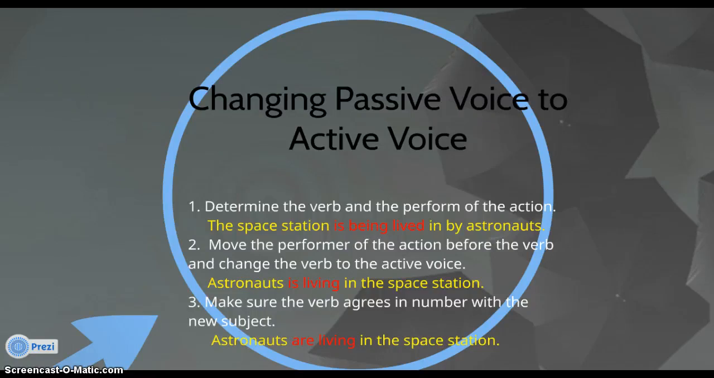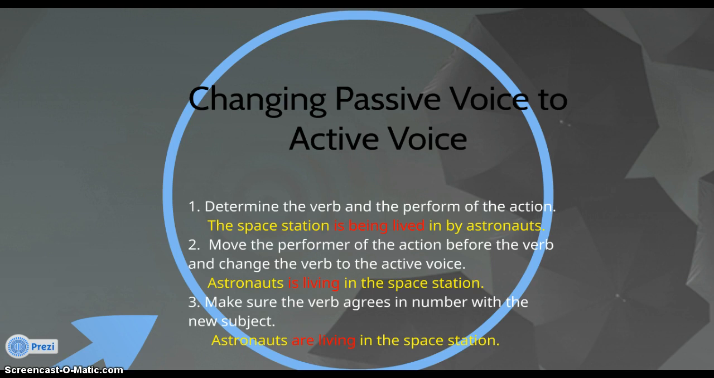So now what we want to do is move the performer of the action in front of the verb so that we can change the verb to the active voice. So we would take astronauts, put it in front of the verb, change the verb to a more active verb, and we have a new sentence. Astronauts is living in the space station. Well, is living isn't the right thing to put after astronauts, so now we have to make sure it's in agreement with number. So we would change is to are. Now we have a sentence: astronauts are living in the space station.